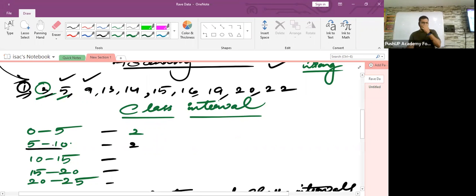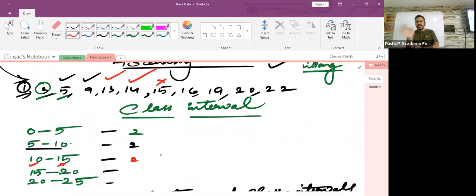Now 10 to 15. In 10 to 15, 10 will be counted, but 15 will not be counted. So children, the first one is 13, the second one is 14. Shall I consider 15? No, 15 is not considered. So there are only 2 students coming in the class interval 10 to 15.